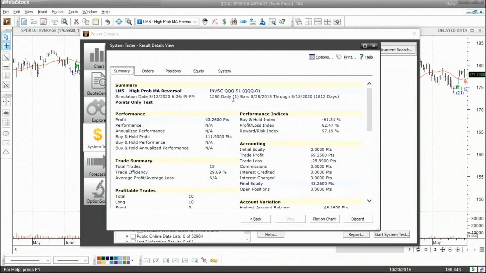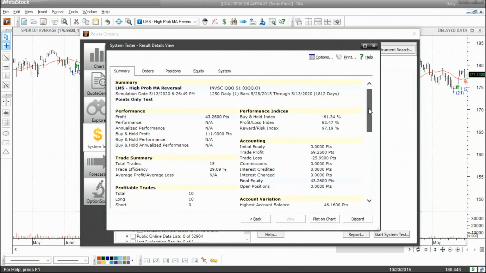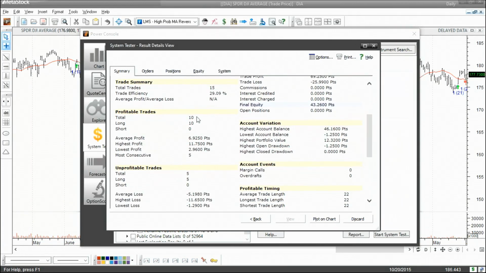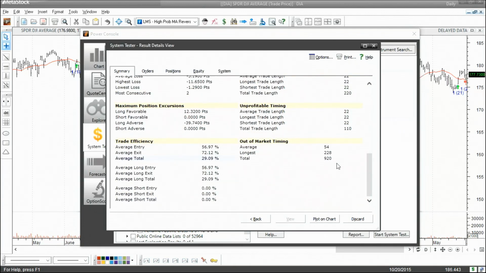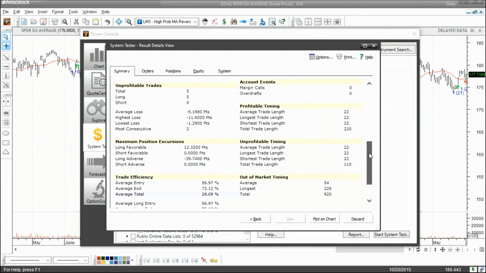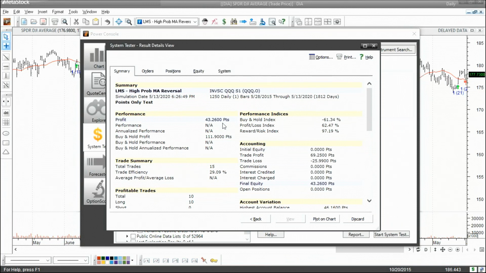So for example, this is the Qs. It generated 43 points. The buy and hold over that time period was 111. We'll scroll down here a little bit. We had 10 winning trades. The average winner was 6.9, and the average loser was a little over 5. We were out of the market a total of 900 bars out of the 1,200. So it generated this over about 300 bars.